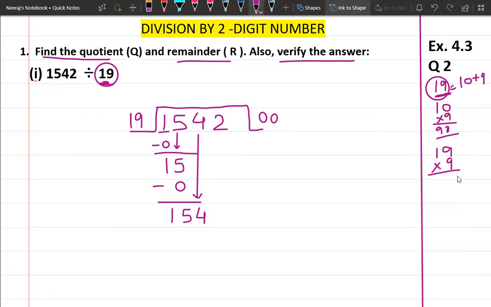Just directly do it like this. So 9 nines are 81. 9 ones are 9, plus 8 is 17, so 171. And now the value is coming bigger than 154. So let's multiply with 8. 8 nines are 72. Then 8 ones are 8, plus 7 is 15. Now here we have got 152. So the value is closer to 154. So we can go with 8. So 19 eights are 152.